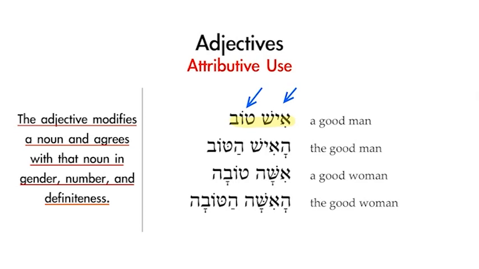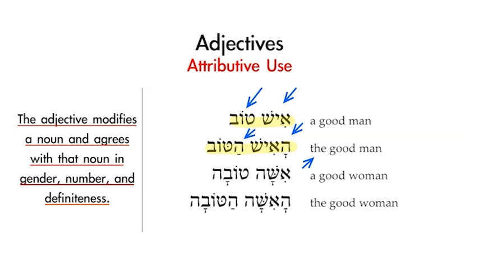Let's look at our second example, ha-ish, hatov. Here we have the man, the good, or better in English, the good man. Notice how the adjective, hatov, follows the noun that it modifies, and it agrees in gender, they're both masculine, number, they're both singular, and definiteness, they both have the definite article. In this case, notice how the definite article appears twice, first here and then again on the adjective, but it's only rendered once in translation. The good man. We don't say the good, the man in English, just once.